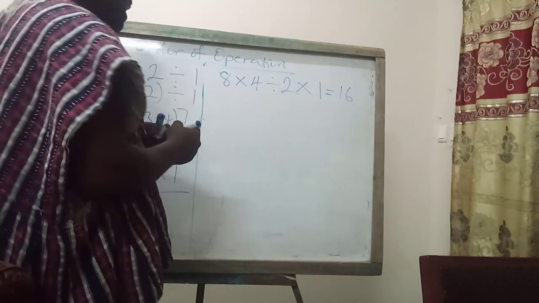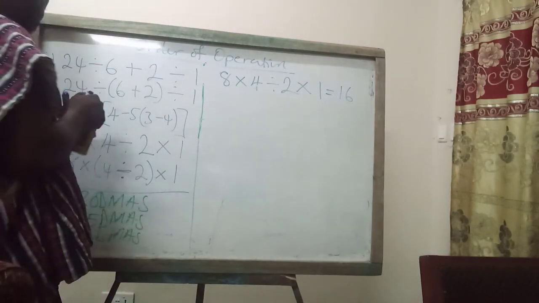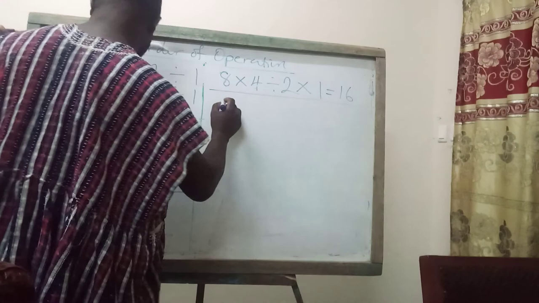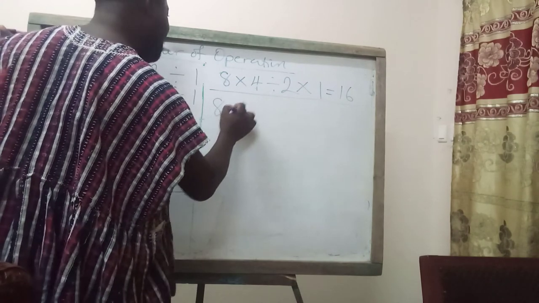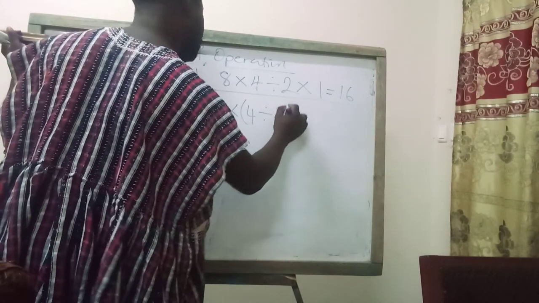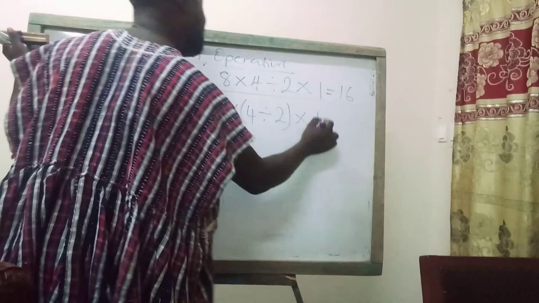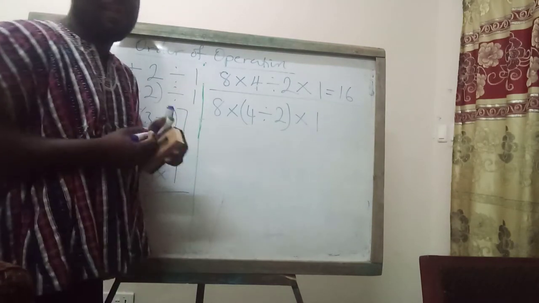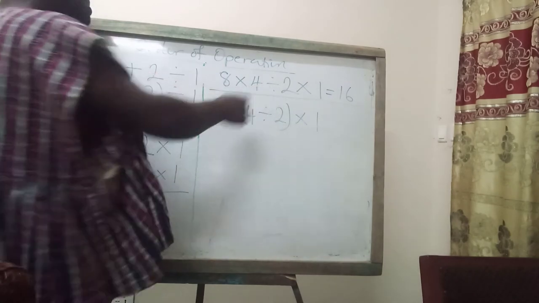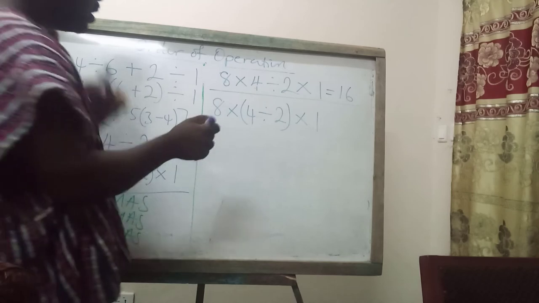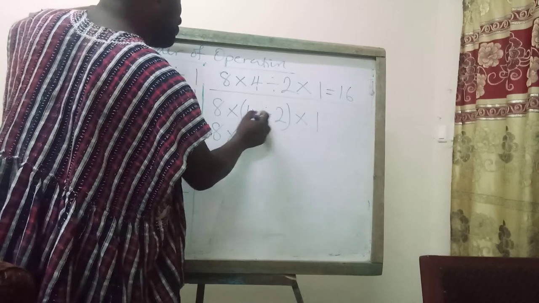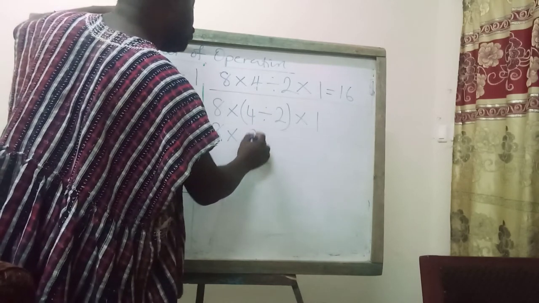We are going to use the same figures. 8, which is the last one here in this series, 8 times 4 divided by 2 times 1. This time we have a bracket, a parenthesis here. So we need to first work what is inside the parenthesis. So we are going to have 8 times within it, 4 divided by 2 is what? 2.